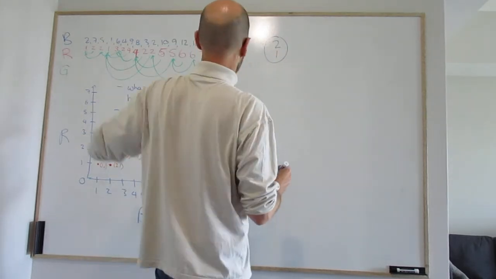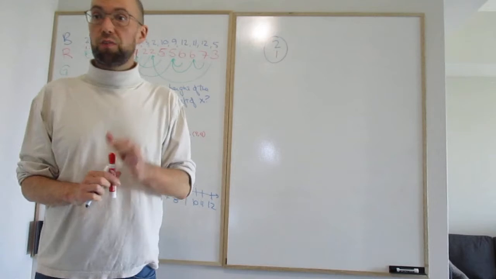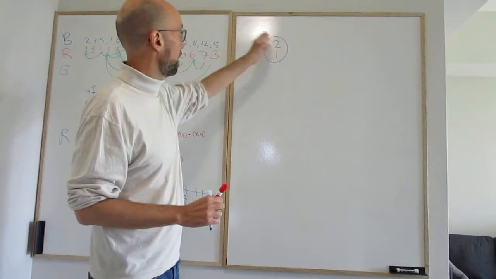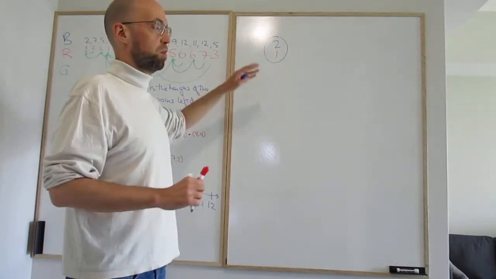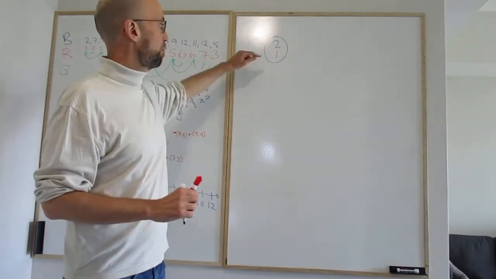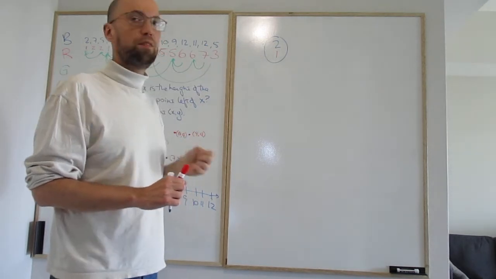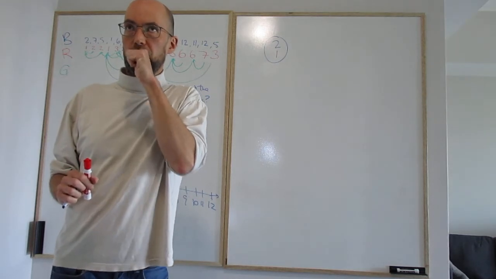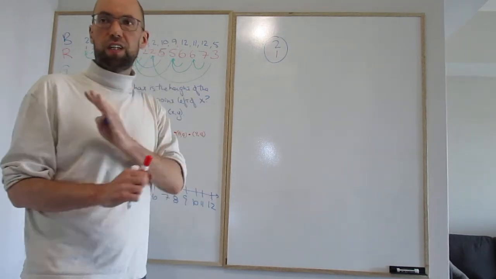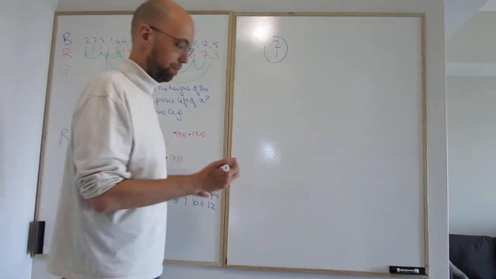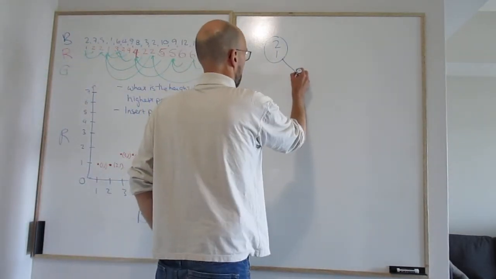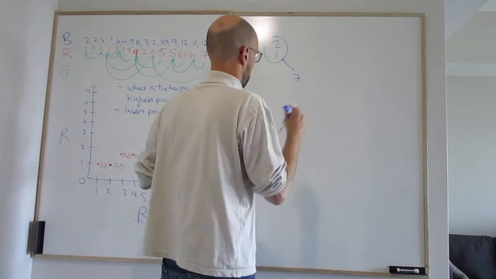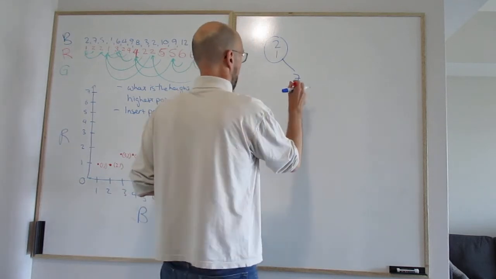Now I look at 7 and I say, okay, well first, before I insert the 7, I do this thing and I say, okay, I find everything smaller than 7, and I find the largest red value in the tree of keys less than 7. So I have 7. And this is going to be a 2.